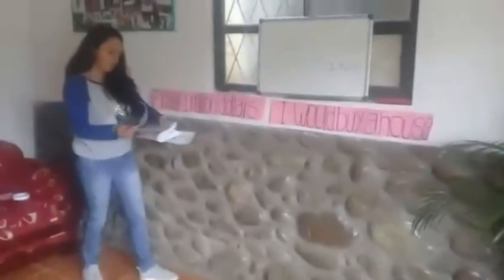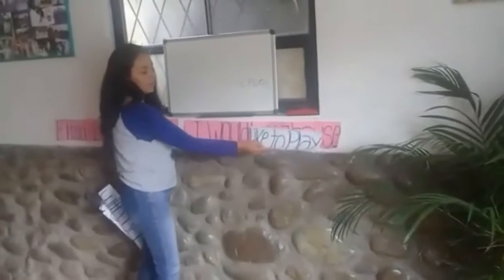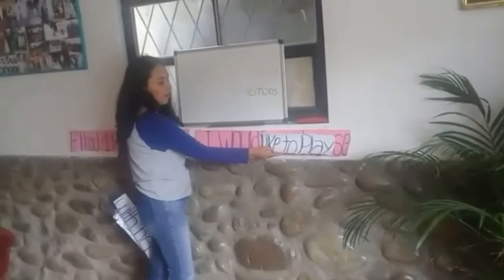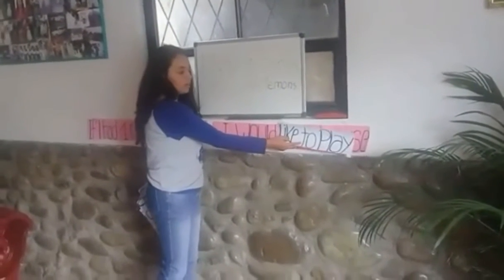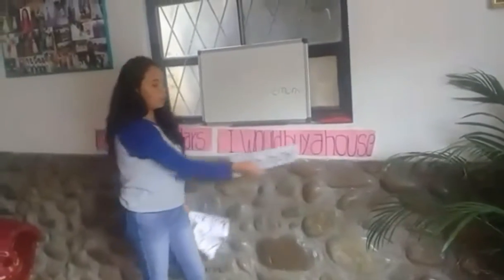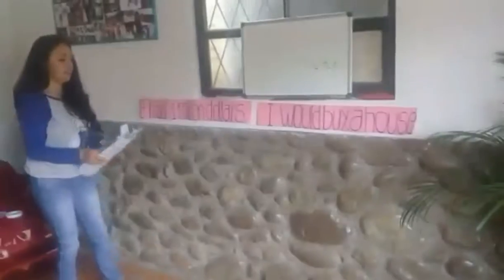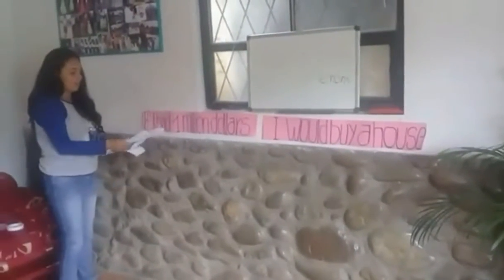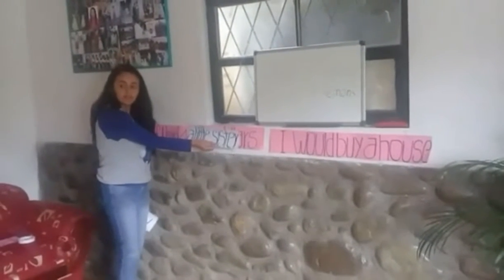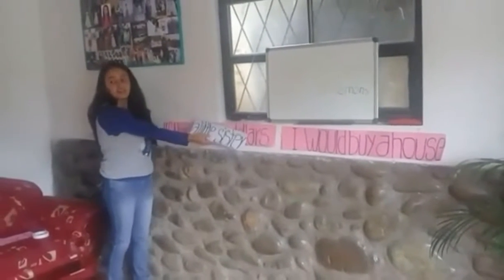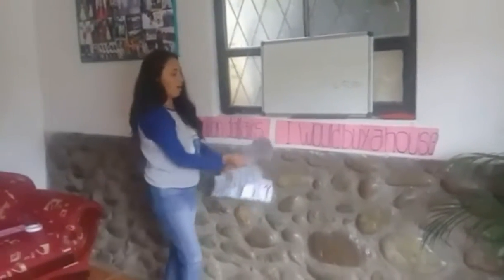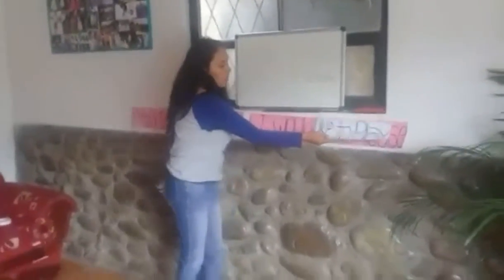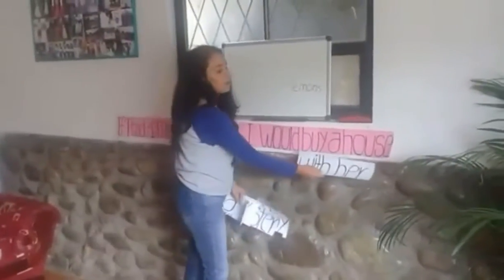Okay, perfect. Then we're going to repeat this. I would like to play. Again, please. I would like to play. And the last part, with her. With her. Okay, now we're going to repeat everything, okay? If I had a little sister, I would like to play with her.